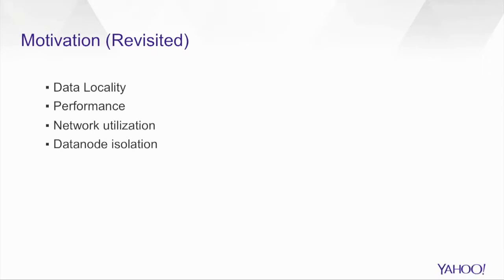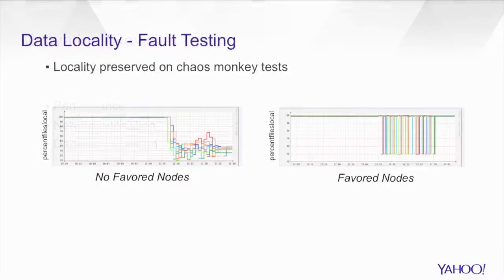Now let's look at why we want to do this: data locality, performance, network utilization, and isolation. So we have been running favored nodes in our production clusters for the last 18 months, and even on multi-tenant clusters, we have been running it for more than a year. So let's look at some graphs.